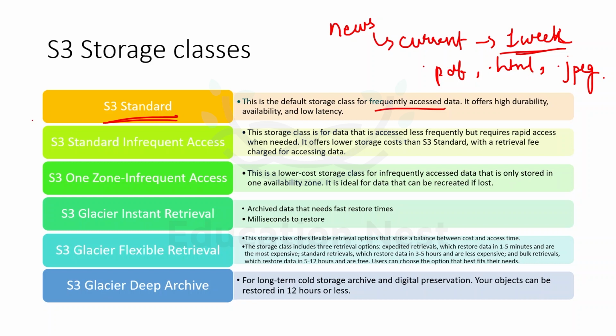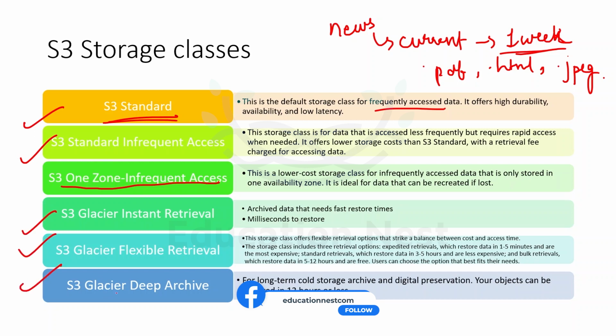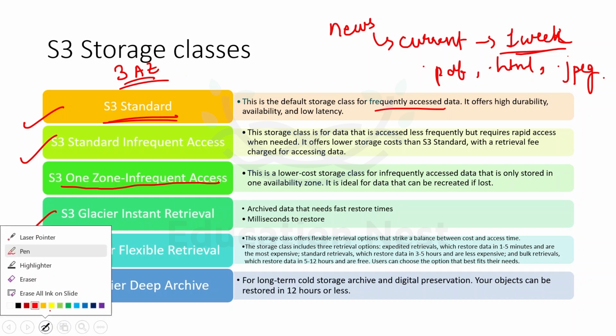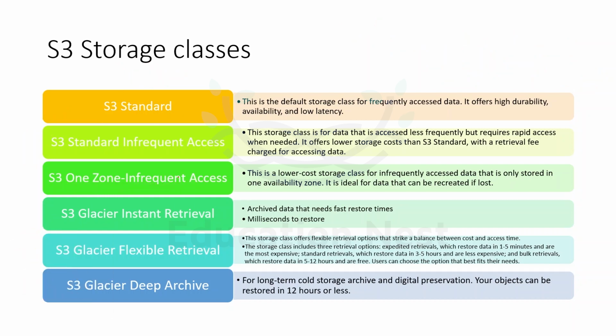Now, out of all these classes, apart from S3 One Zone Infrequent Access, all other storage classes by default replicate our data into three availability zones. That's how our data becomes durable. So even if one availability zone goes down, we still have our data in another availability zone. So that was about S3 Standard.